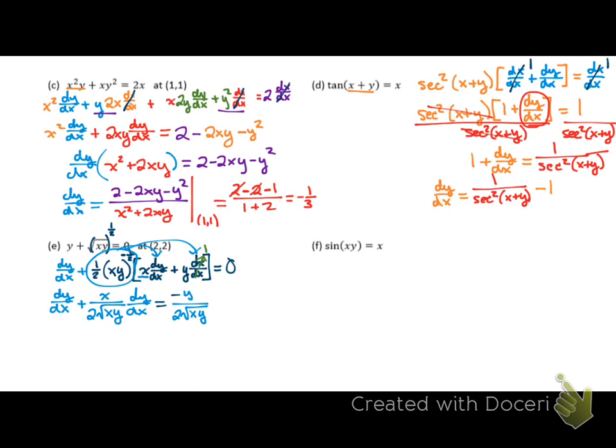dy/dx is in both of the terms on the left-hand side, so I can pull it out. So we have dy/dx times (1 plus x over 2 root xy) equal to negative y over 2 root xy, which means that if I divide, dy/dx ends up equaling, now this is going to be very, very ugly, negative y over 2 root xy divided by 1 plus x over 2 root xy. Okay, now we have to plug in 2, 2. So evaluated at 2, 2.